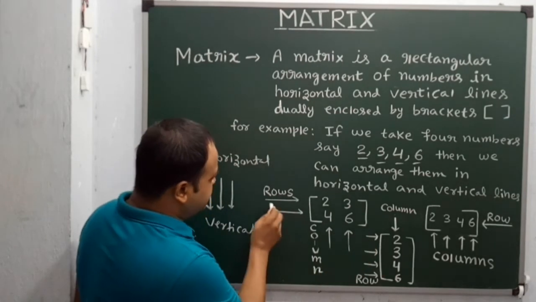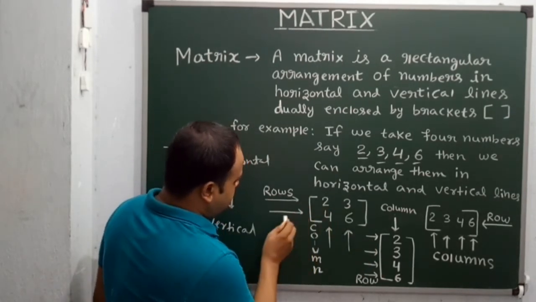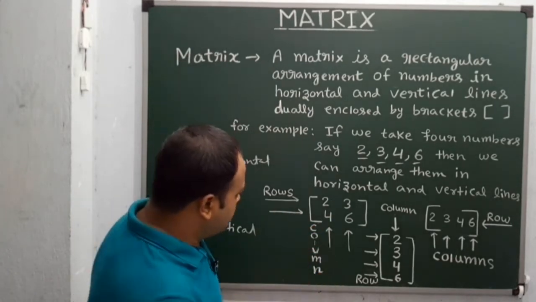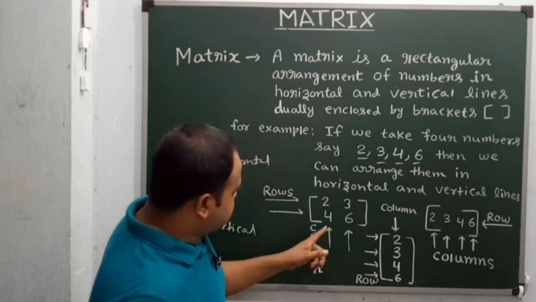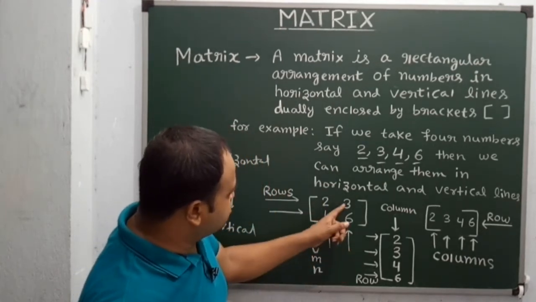What can we see here? There are two rows. See, in the first row there is 2, 3. In the second row there is 4 and 6. And there are two columns as well. See here, in the first column there is 2, 4 and in the second column there is 3 and 6.